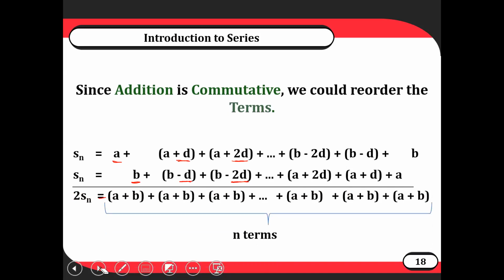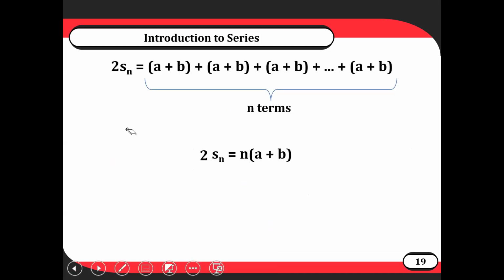All right, so now we have n of these terms, so we can express that much more simply. 2 times the sum is equal to n times the first term in the series plus the last term in the series, where n is the number of terms in the series. Then, through the magic of algebra, we know that our sum is equal to n times the first term plus the last term, divided by 2.